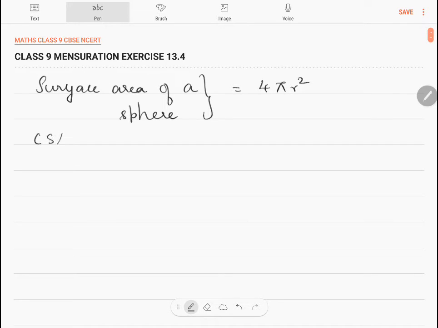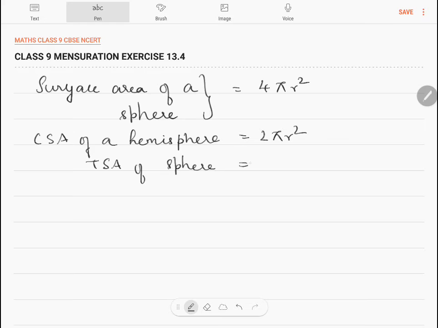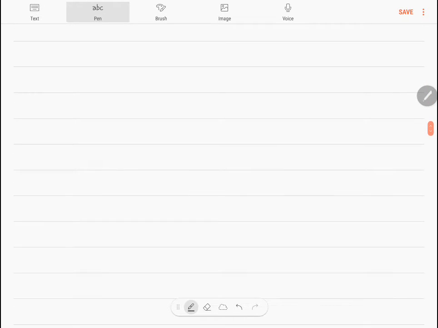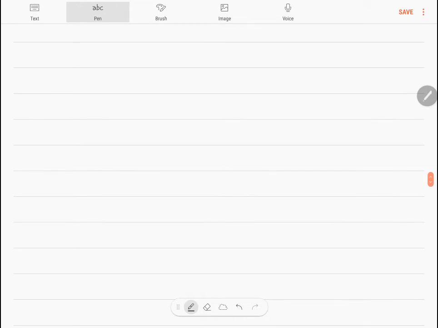Now, the curved surface area of a hemisphere, that is half of the sphere, is 2 pi r square. Now the total surface area of a hemisphere will be equal to 3 pi r square. So these are the formulae for this topic. Moving on to problems, the exercise 13.4.